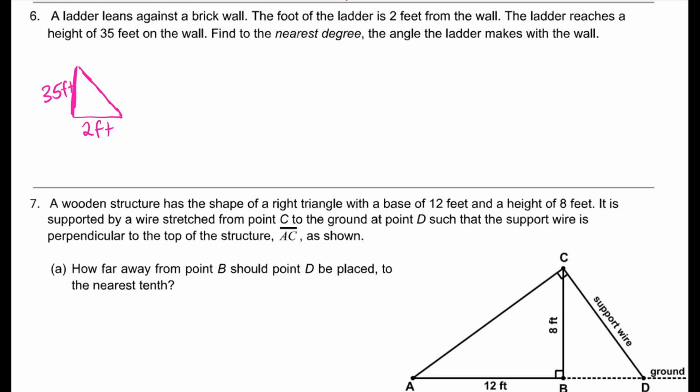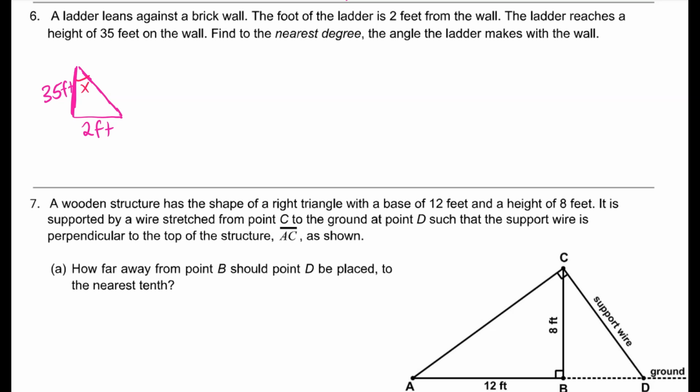Find to the nearest degree the angle the ladder makes with the wall. So I've highlighted the ladder and the wall there. The angle included between them is going to be that angle on the top right there. I'll label that as x.